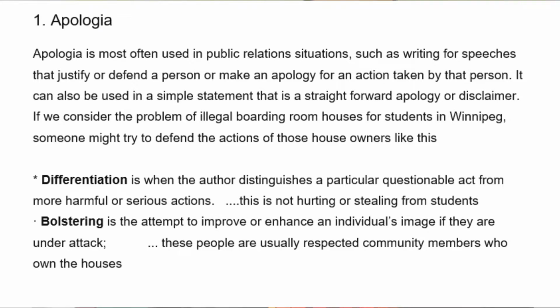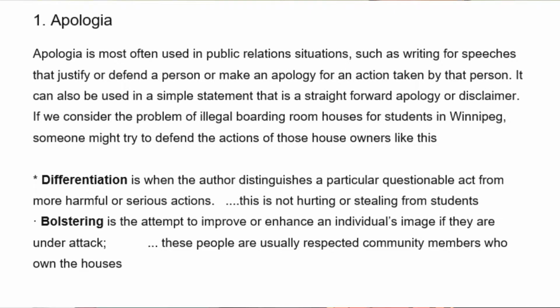So we have a few techniques here with the examples. These are the techniques of apologia. Differentiation, when the author distinguishes a particular questionable act from more harmful or serious actions. So in the case of the rooming houses, someone says, "Don't worry about it. This situation does not hurt or steal from the students. The students even benefit from that. They get a very low price on their rent when they're a student. It's very helpful to them."